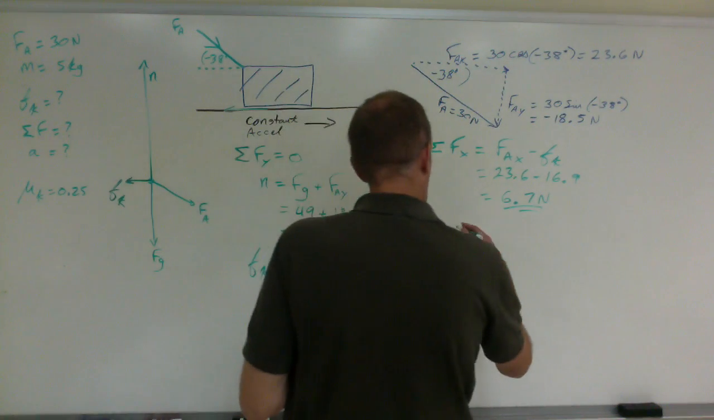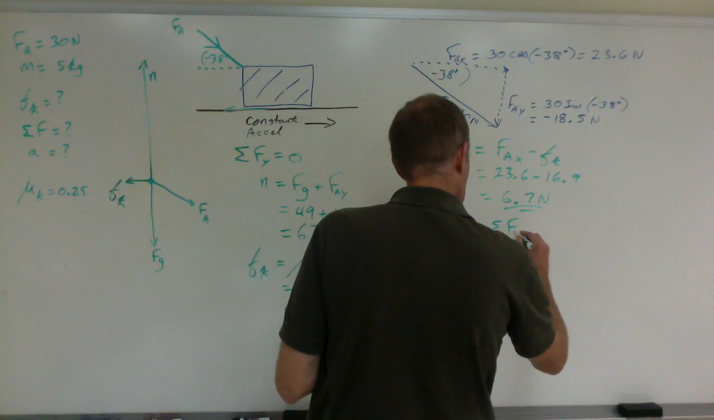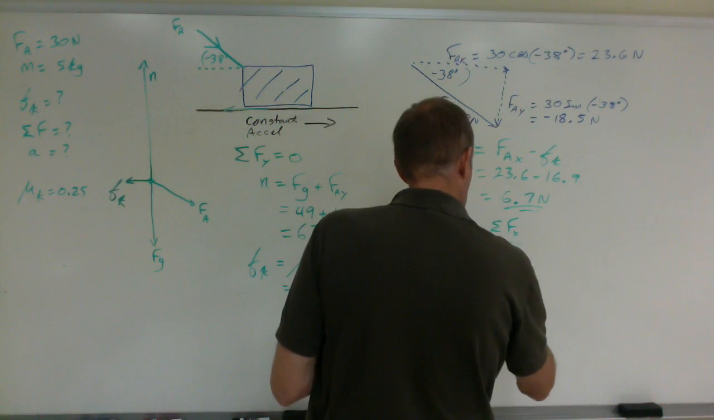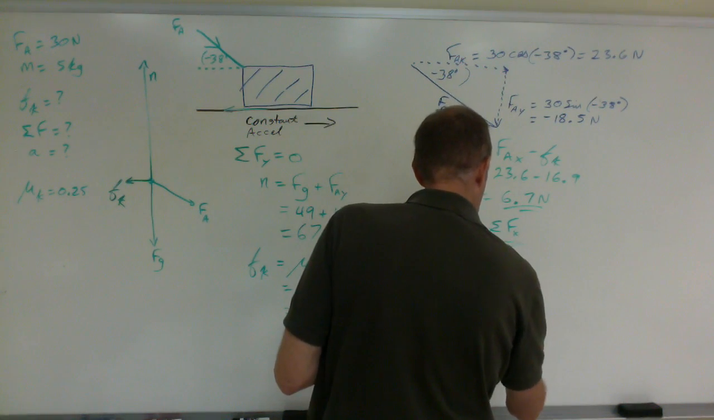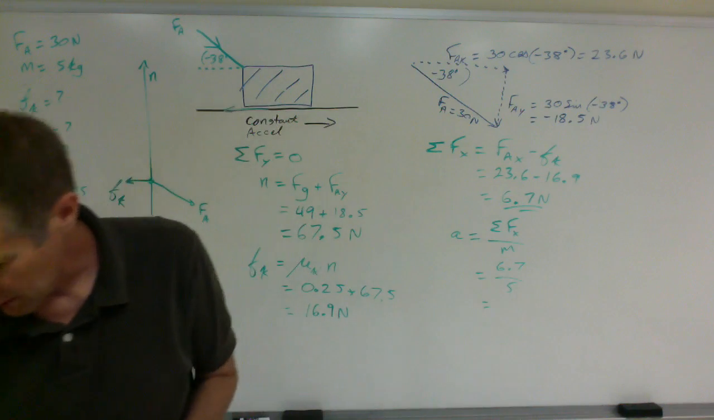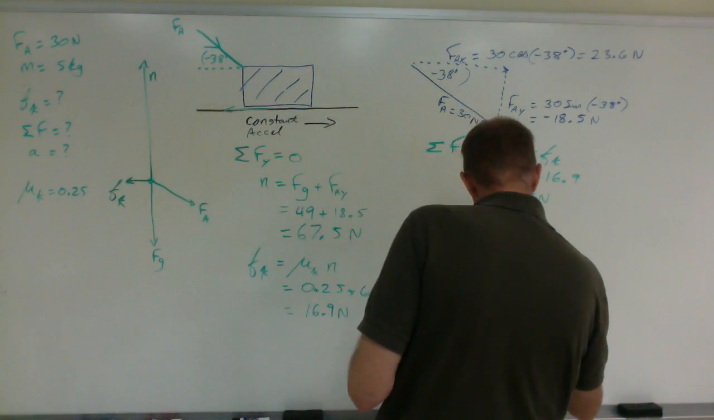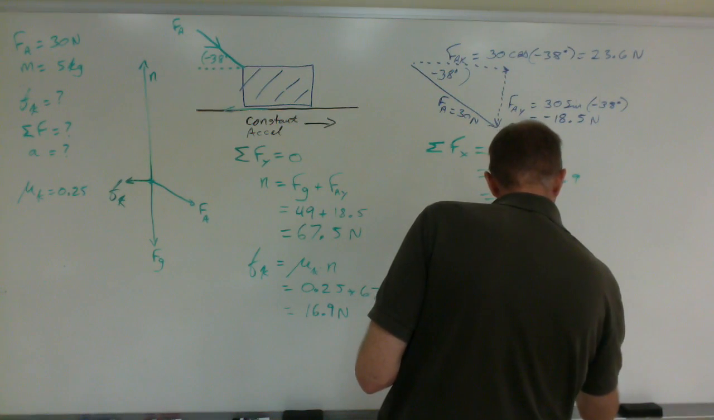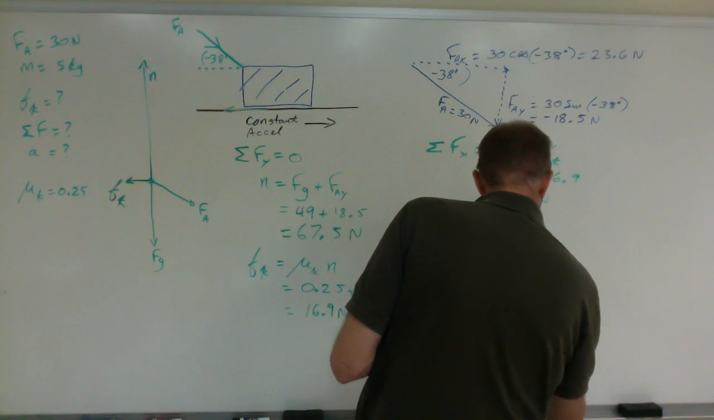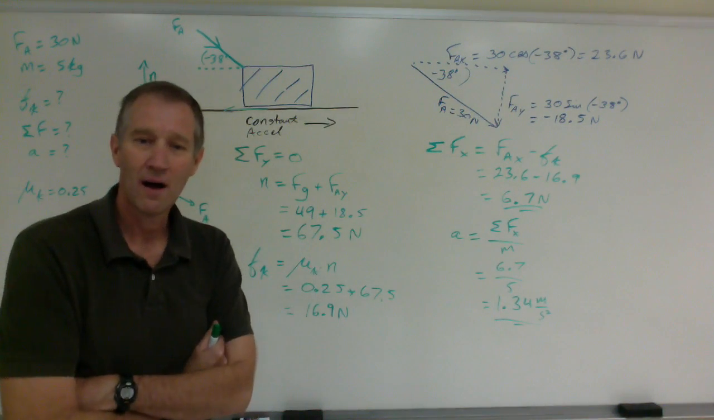Now we can find the acceleration. You know that Sir Isaac Newton tells us that acceleration is net force all over mass. So 6.7 divided by 5, which came out to be 1.34 meters per second squared. Okay. And we're done.